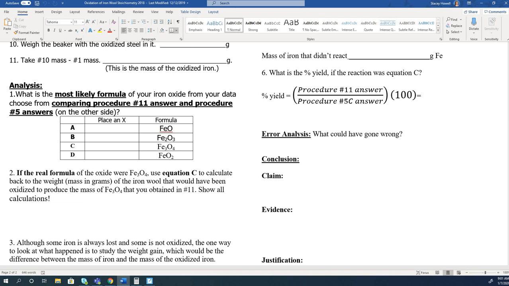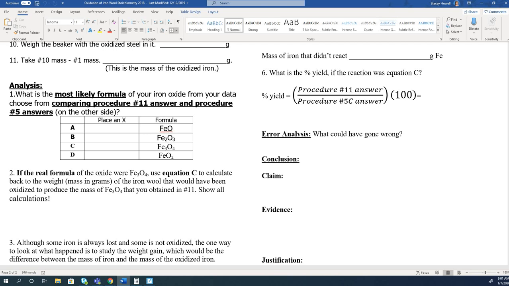Then I'm going to have you take it through and say, if the real formula was C, I could have picked A, I could have picked B, I just picked one. If it was this, then you're going to go through and do an error analysis, basically. How much oxygen was added if that was the truth? How far off was I? How much didn't convert? So that's what all this is, and it sort of walks you through it. So read what it tells you to do and do what it tells you to do.